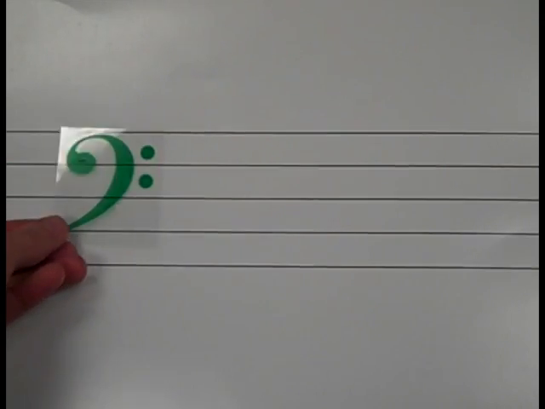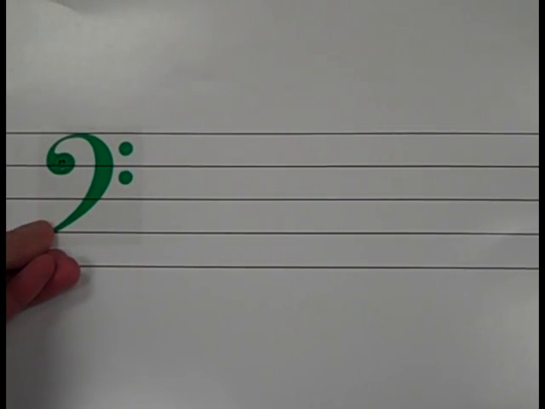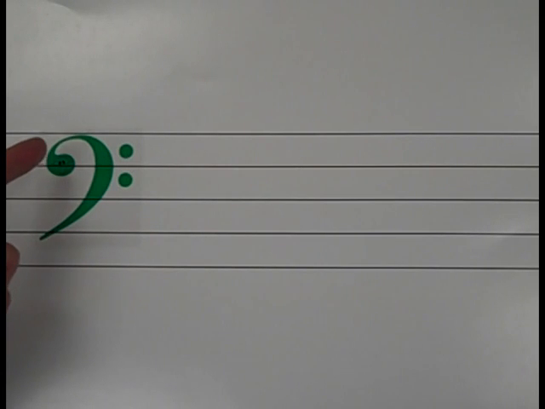Today we're learning about how to read the notes on the bass clef. Let's come on down and take a look. Here we have a blank 5-line staff. I'm going to add a bass clef. Good, this is a bass clef.